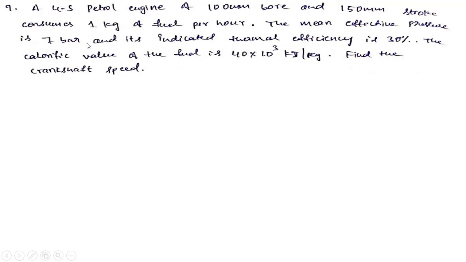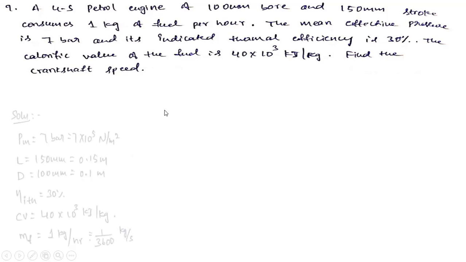Mean effective pressure is given as 7 bar. Indicated thermal efficiency is given as 30%. The calorific value of the fuel is given as 40 × 10^3 kilojoule per kg, and the crankshaft speed or engine speed, uppercase N, is to be calculated. We will write what is given first.